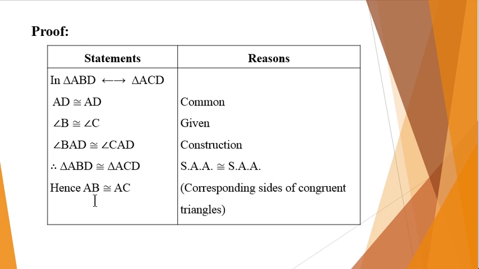Hence side AB is congruent to side AC. If the triangles are congruent, then all the corresponding sides of the congruent triangles are also congruent. So in this way we have proved that both sides of the triangle are congruent, of which the two angles are congruent.